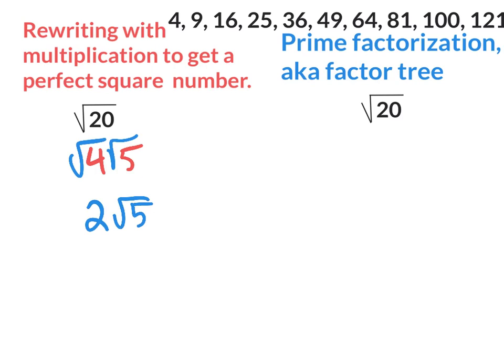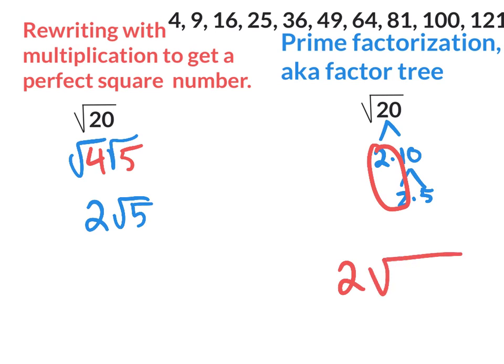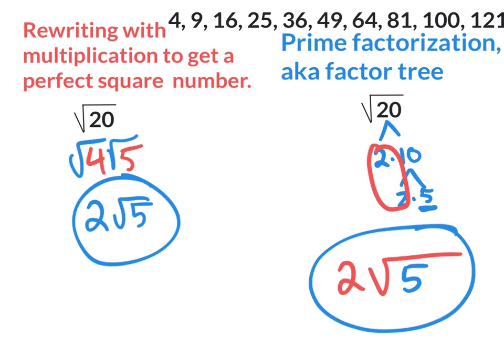But if you don't like that method of thinking of perfect square numbers, you could just break it down however you want. 20 could be 2 times 10. 10 could be 2 times 5. So what paired up? The 2s paired up, so you write the 2 one single time on the outside of the root. What's left over? The 5 is left over on the inside of the root. So you get the same answer, just done a different way. It's totally up to you.